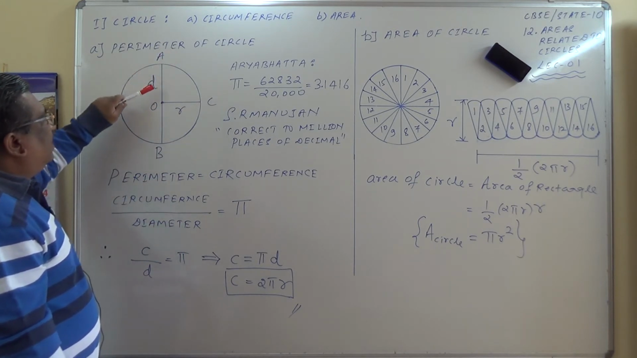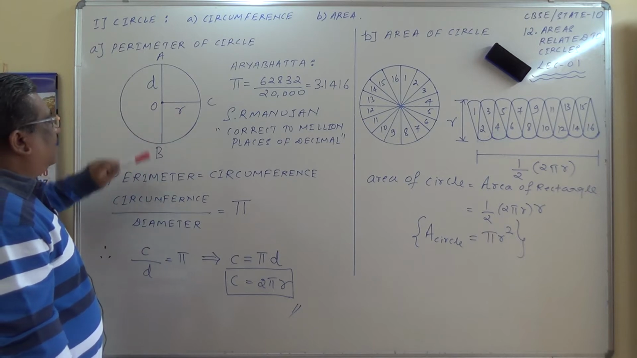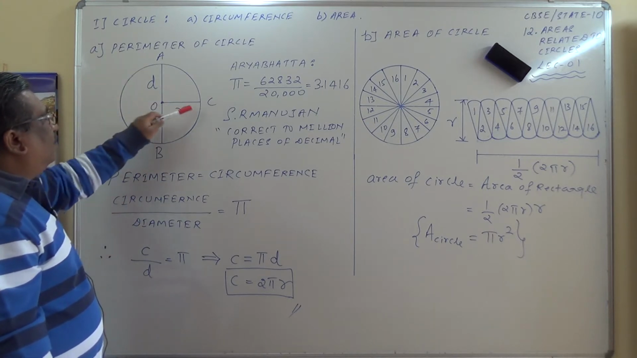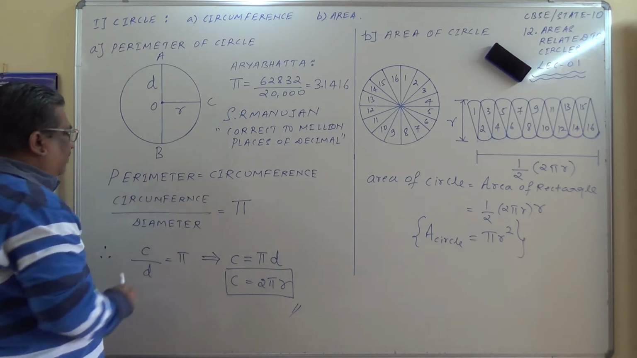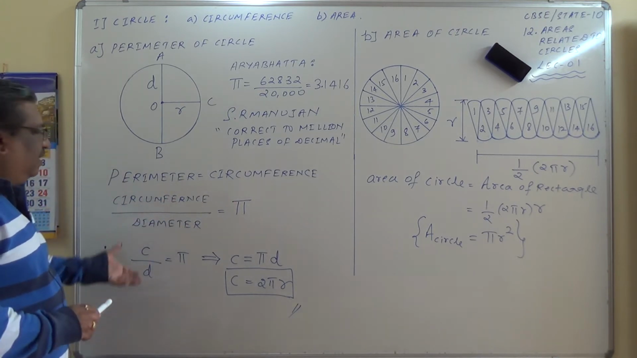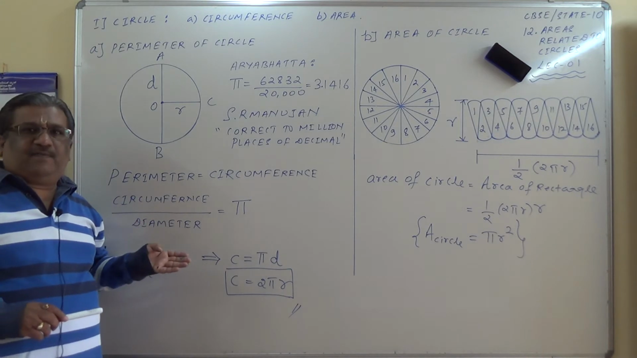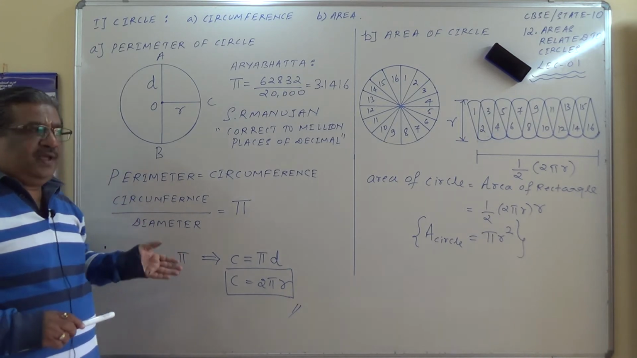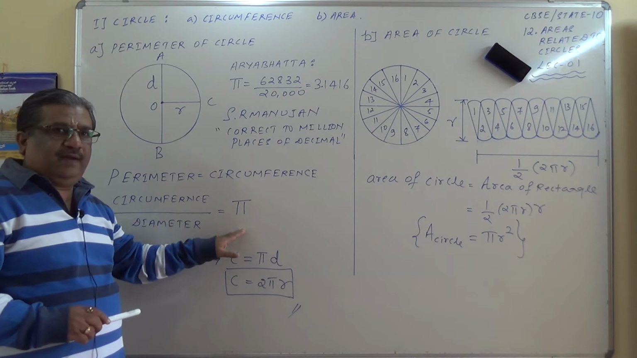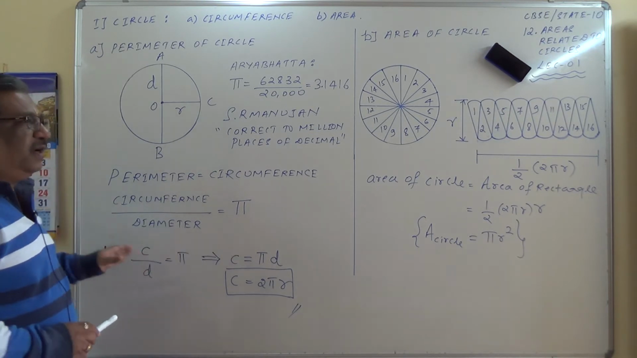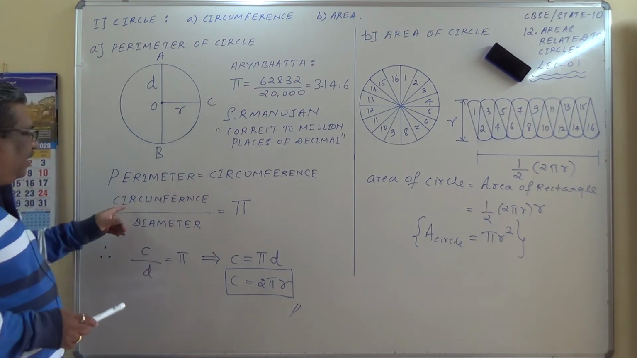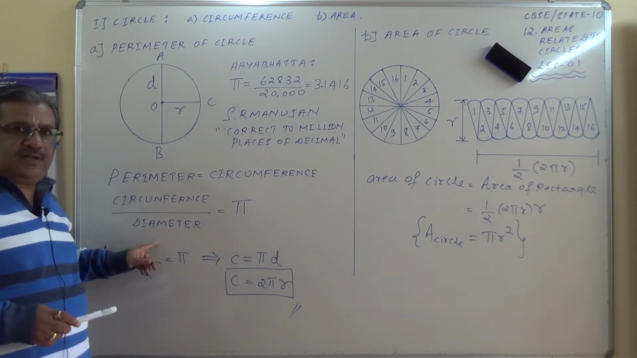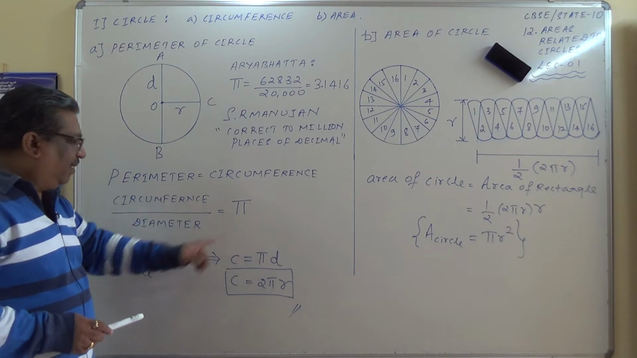Here it is a circle with diameter d and radius r with center O. AB is the diameter and OC is the radius. So perimeter is equal to circumference, and remember, the ratio of circumference to the diameter is constant, and that value is called pi. This is applicable for any circle. The ratio of circumference to the diameter is constant, and that value is called pi.